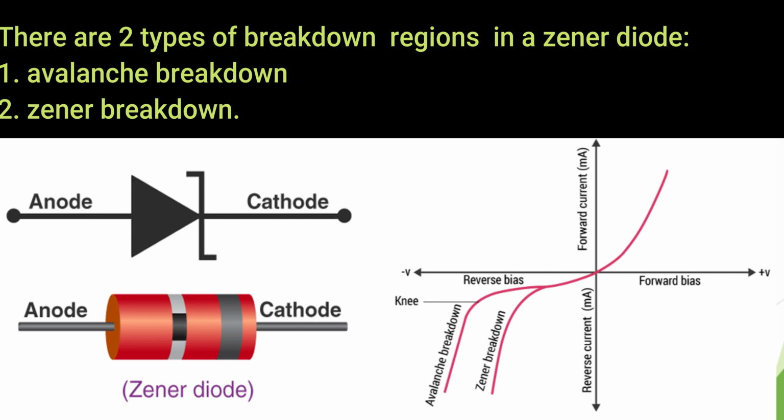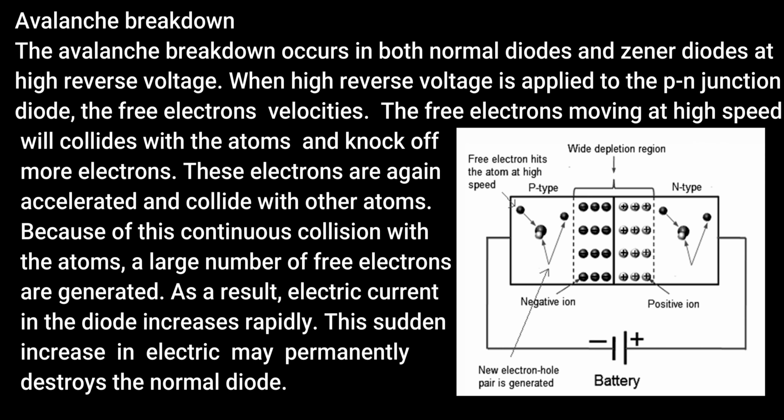What are those? One is avalanche breakdown, the other one is Zener breakdown. In detail, we will check one by one. Avalanche breakdown. The avalanche breakdown occurs in both normal diode and Zener diode at high reverse voltage. When high reverse voltage is applied to the p-n junction diode, the free electrons gain high velocities. The free electrons moving at high speed will collide with the atoms and knock off more electrons.